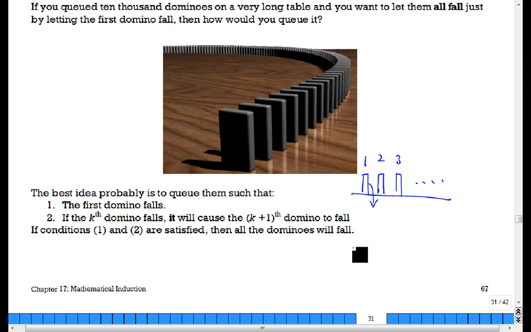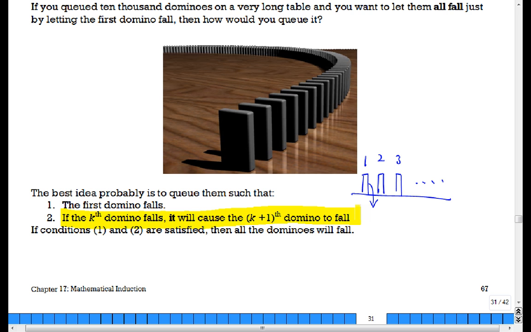The second condition lies here. Look at this line. For any k, that means in between, for any k, if I can prove that if the k domino falls, it will cause the k plus 1 domino to fall, then all my dominoes will fall. Why? Because my first one falls, right? And because of the highlighted condition, the second one will fall. Because of the same highlighted condition, my third one will fall. And the fourth one will fall. And so on.